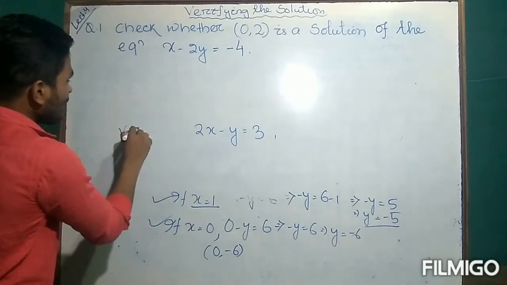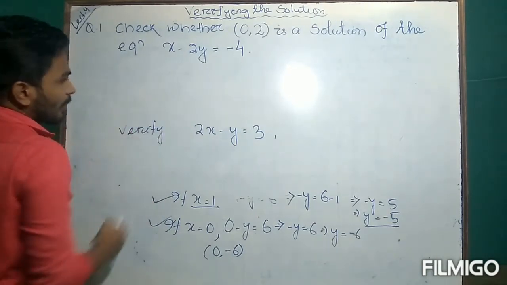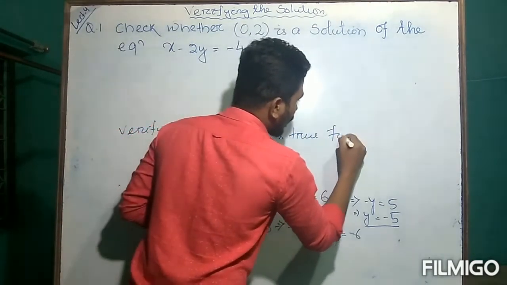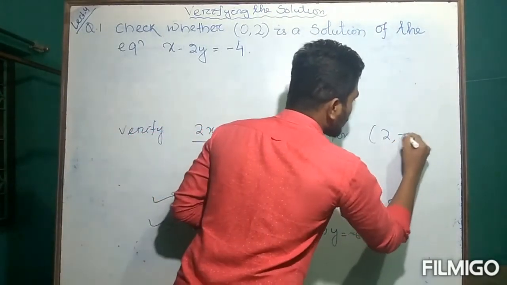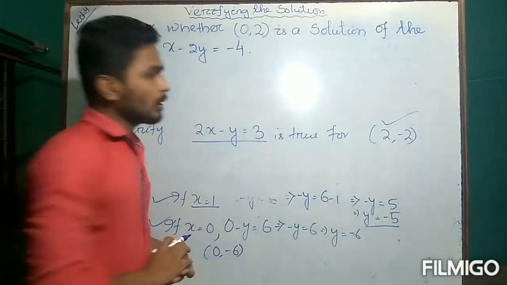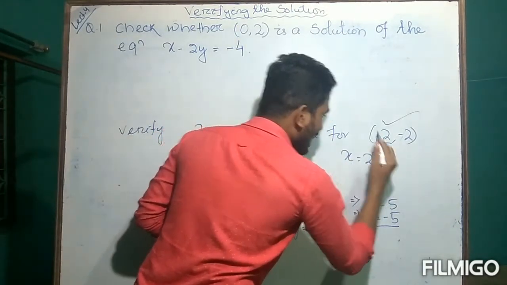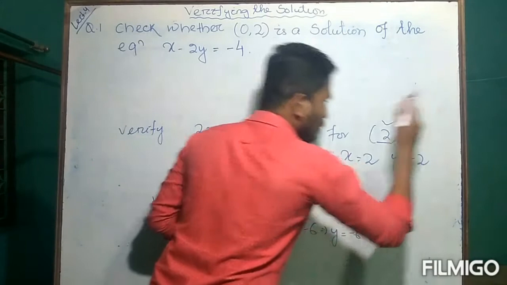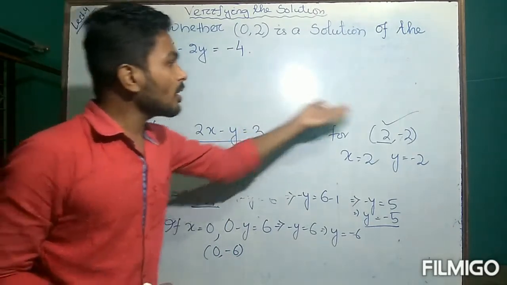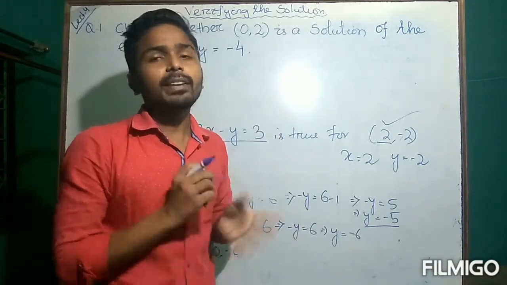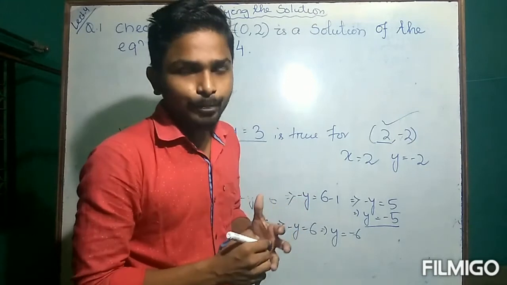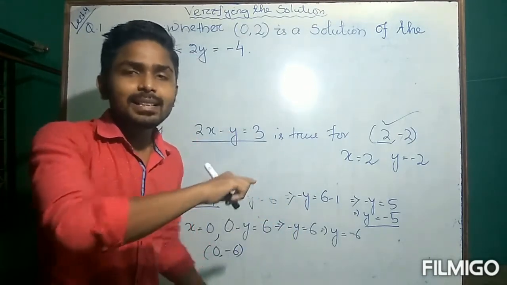The question is: verify that this equation is true for the given pair. It means you already have the pair of solution: this is the solution for x and this is the solution for y. Now you have to verify whether this pair is the real solution of this equation or not the exact solution. Verify means we have to prove. So when there is a case of verification, you need to prove that LHS is equal to RHS.